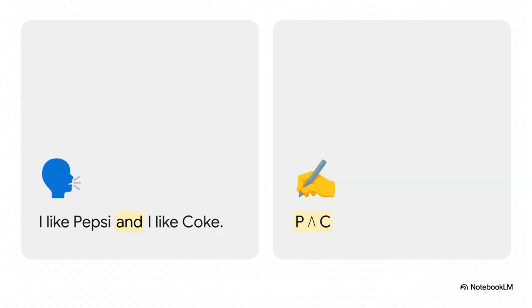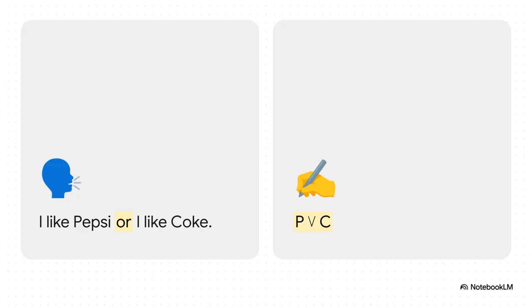Let's start with a classic, "and." So, in logic, we use a capital letter to stand in for a whole idea. So, P can be our shorthand for "I like Pepsi," and C can be "I like Coke." To connect them with "and," we use this little symbol right here that looks kind of like an A without the bar. So the whole sentence just becomes P and C. That symbol is technically called a conjunction, but really it just means "and." That's it.